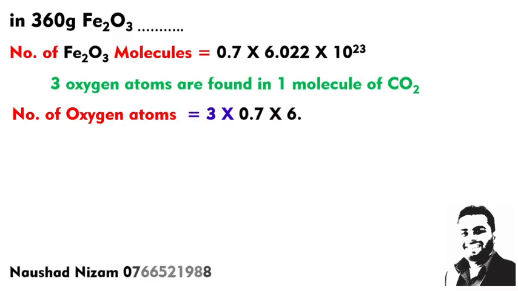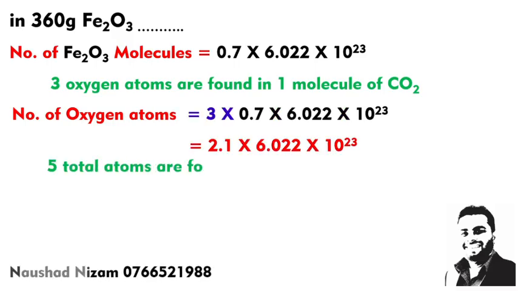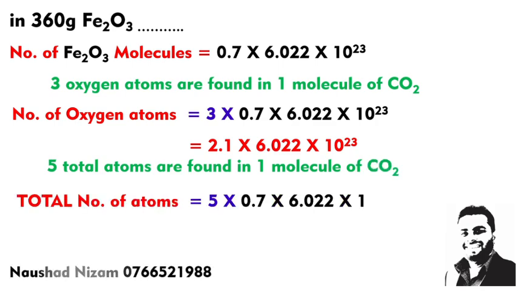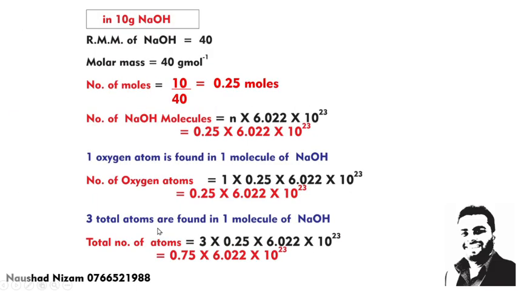And then the total number of atoms, again you get 5 total atoms, multiplied by the number of molecules of Fe2O3, that is 360. Sorry, it should be 112. There is a mistake here again. 112 grams, not 360. It should be 112 grams.